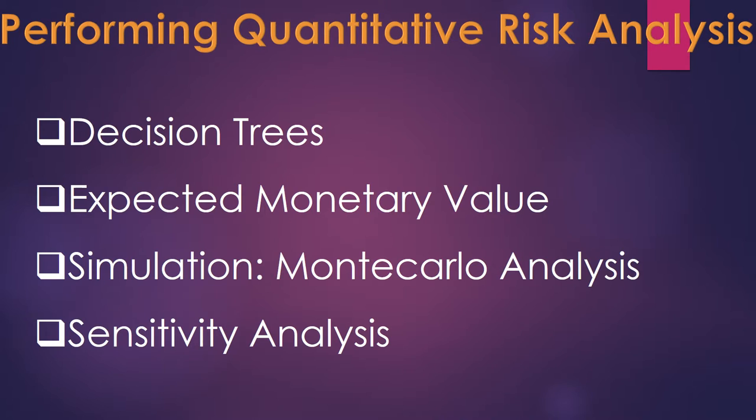Quantitative risk analysis assigns a projected value. Usually, this value is stated in terms of cost or time to the risks that have already been ranked by the previous process, which is the perform qualitative risk analysis. In other words, these two processes are most of the time used together, although they could be used separately. Some of the most important tools used in performing quantitative risk analysis are decision trees, expected monetary value, simulation software like the Monte Carlo analysis, and sensitivity analysis.